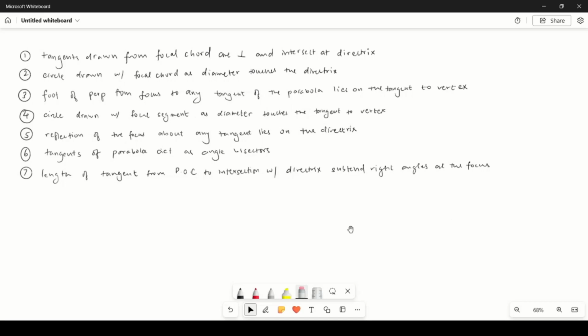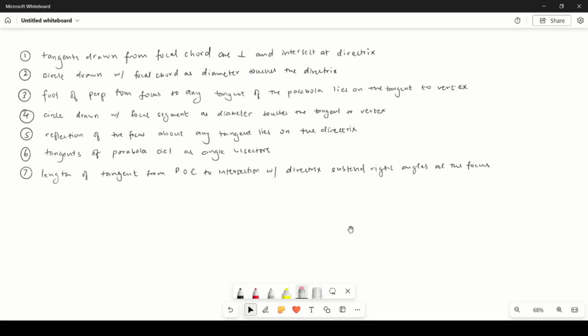Okay, well, let's give a quick read. The first property says that the tangents drawn from the focal chord are perpendicular and they intersect with the directrix. The circle drawn with focal chord as the diameter touches the directrix. The foot of the perpendicular from the focus to any tangent of the parabola lies on the tangent to the vertex. The circle drawn with the focal segment as diameter touches the tangent to the vertex. The reflection of the focus about any tangent lies on the directrix.